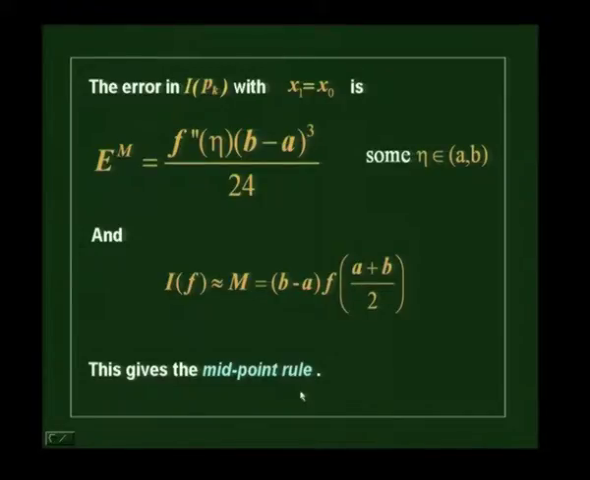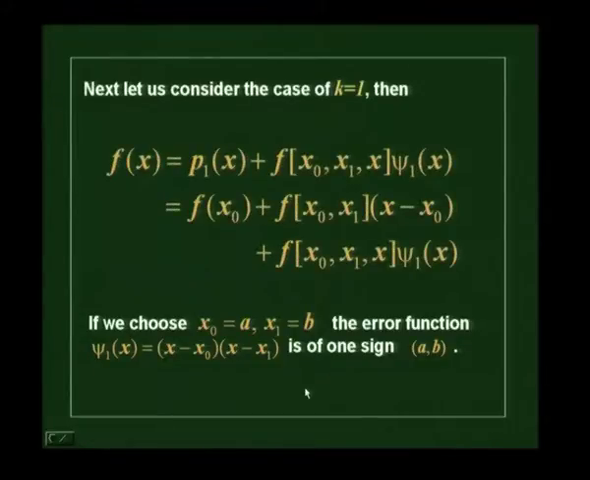The midpoint rule and the rectangular rule, and both were order 0 polynomials. Now we look at the case where we approximate the function by an order 1 polynomial, that is, approximating the function f of x by a polynomial of order 1. We write f of x from Newton's form as f of x0 plus f[x0, x1] times (x minus x0). So that's our polynomial of order 1, and then we will have an error term of this type.